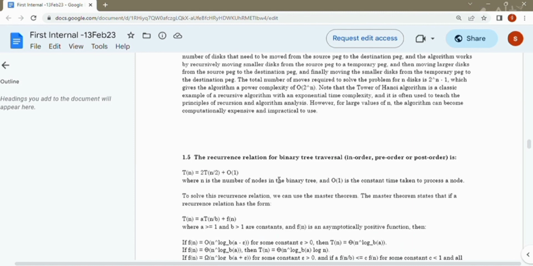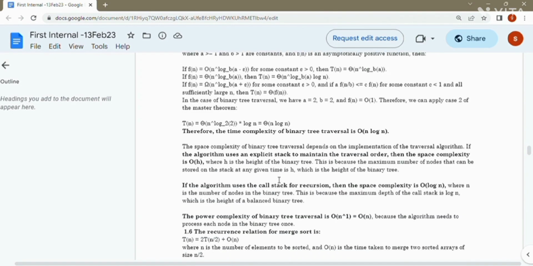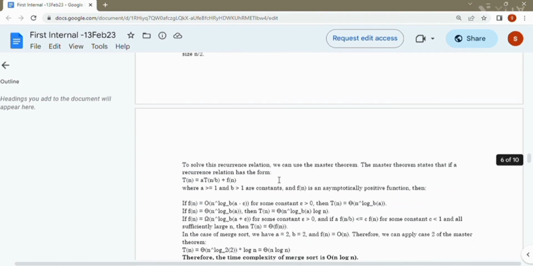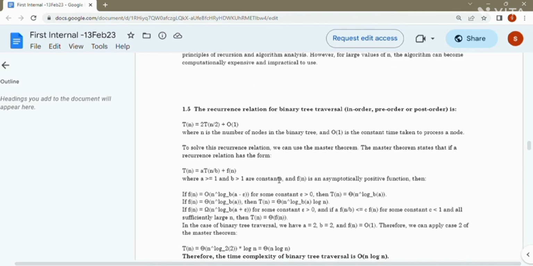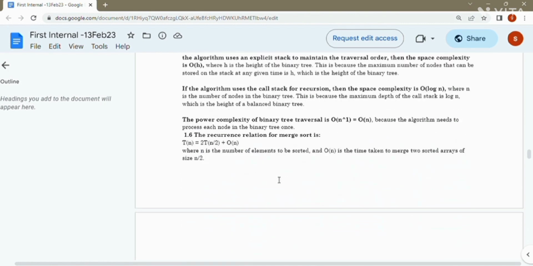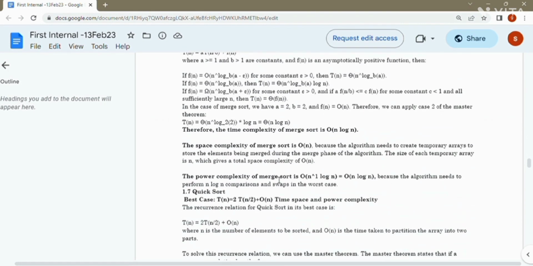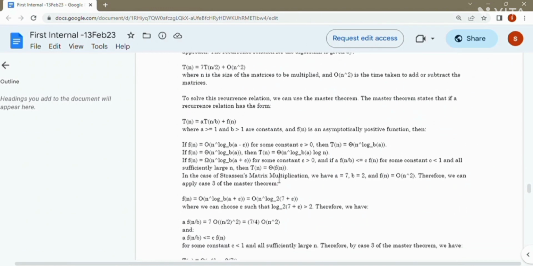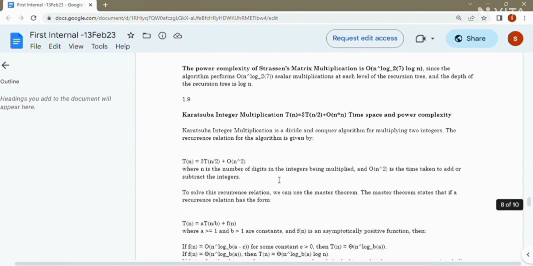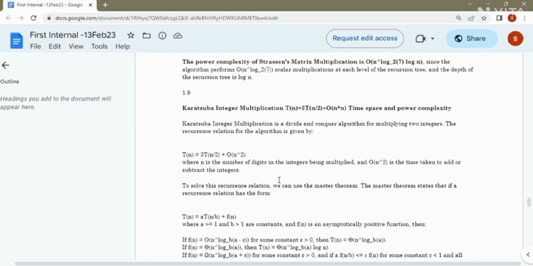In the same manner, we have solved other recurrence relations also and found their time complexity, space complexity and power complexities. We have calculated the complexity of binary tree traversal, quicksort, Strassen's matrix multiplication, and Karatsuba integer multiplication.